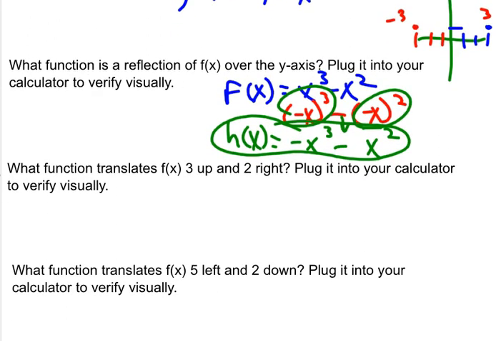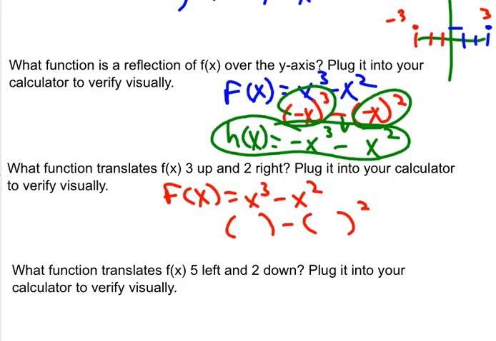What function translates f of x 3 up and 2 right? Plug it in your calculator to verify visually. Okay, this is kind of tricky. So we start with f of x equals x cubed minus x squared. To go 2 right, I need to change the x's. Most students would miss this, if not all, I think, for the first time. You need to change these x's. You need to change both x's. I want to go 2 to the right.